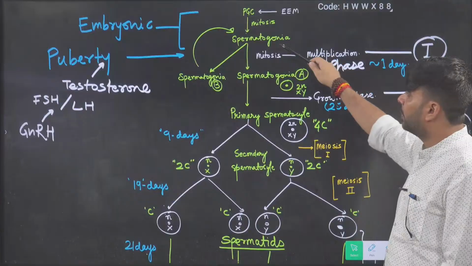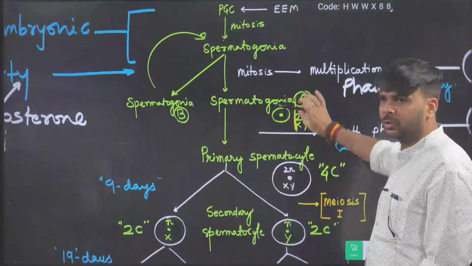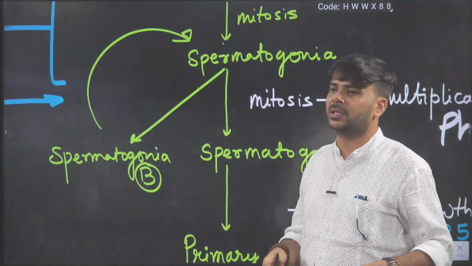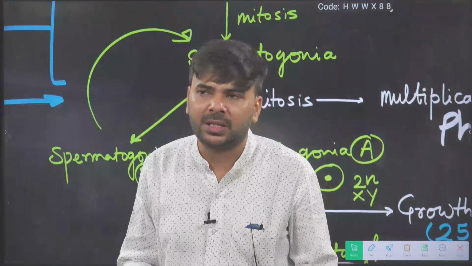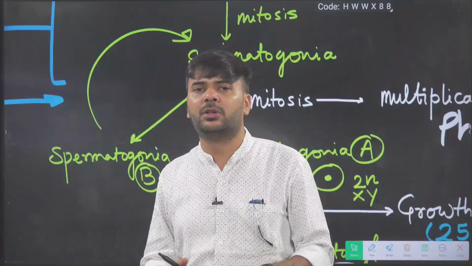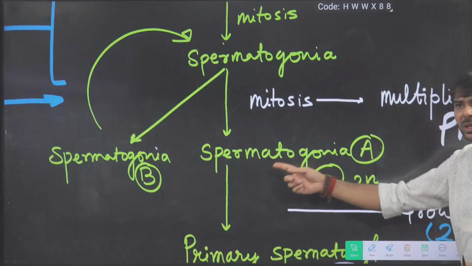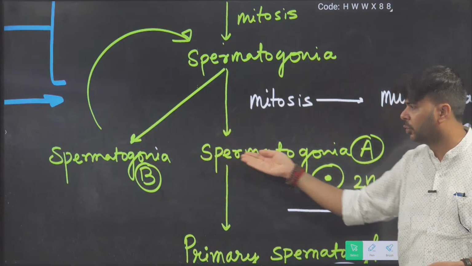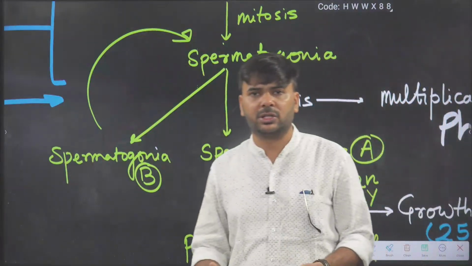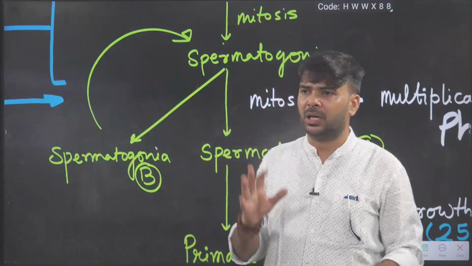Chalo. So spermatogonia undergoes mitosis. Spermatogonia are reserve sperm cells. These reserve sperm cells divide by mitosis and increase their number. So you can see spermatogonia becomes spermatogonia, A and B I'm writing. Means they increase their number. Means it is the multiplication phase. It is called multiplication. Simple words, multiplication.